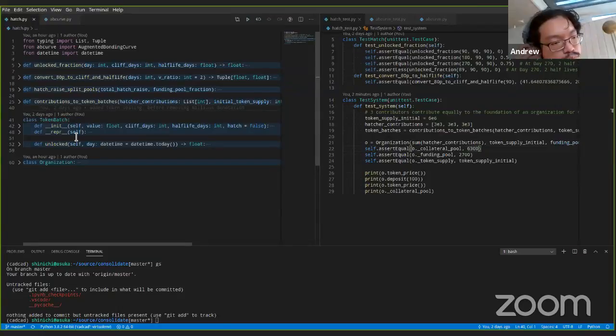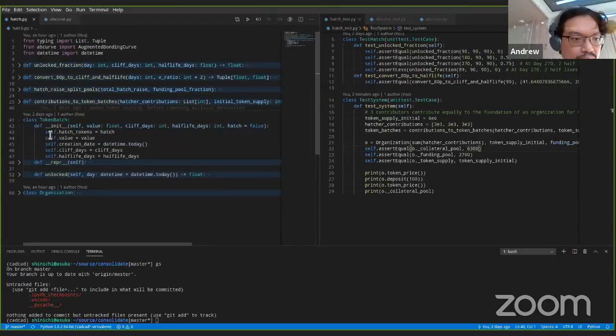You can basically create a person, and then you can associate this token batch to a person, but that person is in the scope of the simulation, not of this code itself. So I'll leave anyone who's doing cadCAD simulations to write the person class, and then within the person, he can own a token batch. And this token batch can either be hatch tokens or post-hatch tokens.